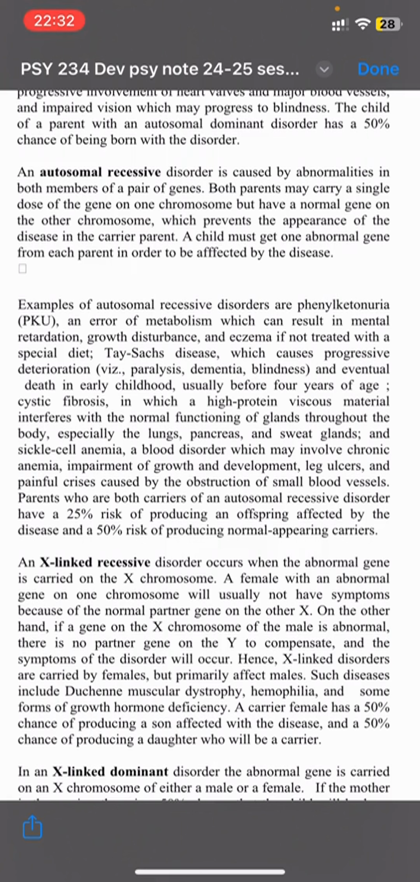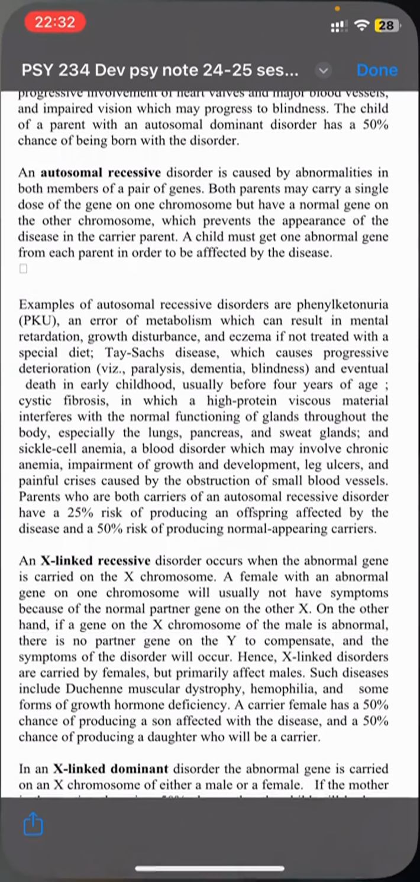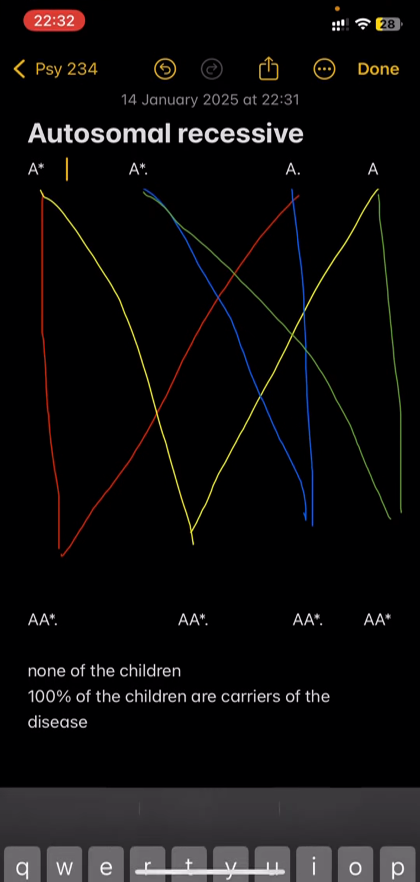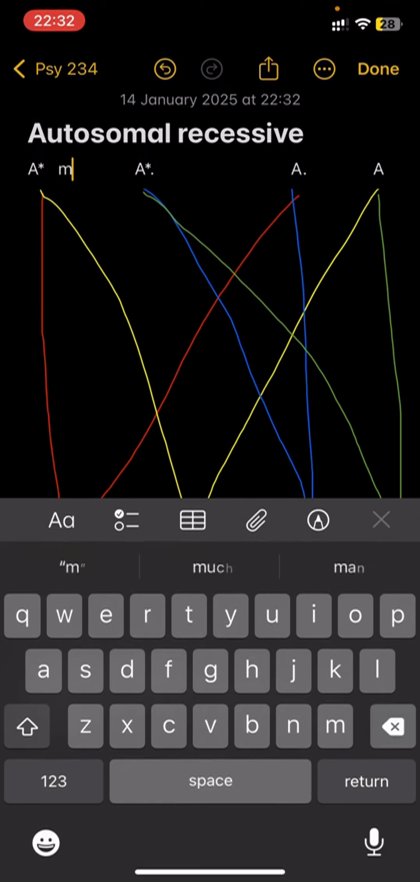So let's read. Parents who are both carriers of autosomal recessive disorder have a 25% risk of producing an offspring affected by the disease and 50% risk of producing normal appearing carriers. So parents who are both carriers. Now let's go and solve it again. Now this time they said parents who are both carriers, not one parent that had disease and one parent that doesn't.